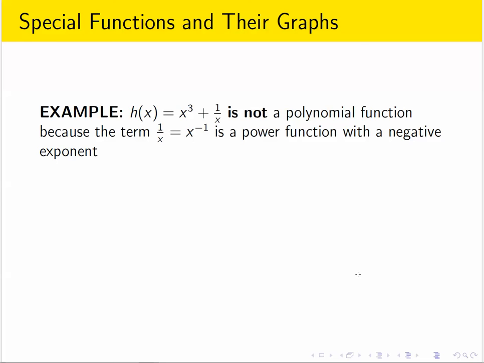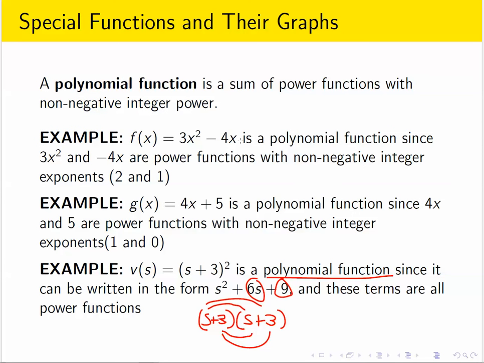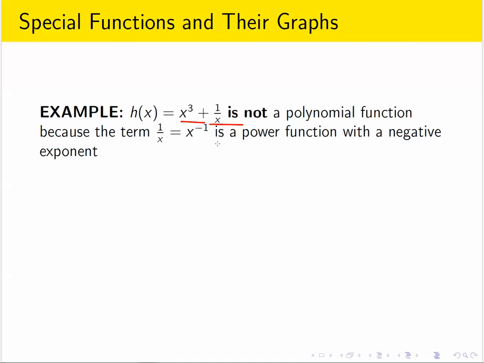Next, here are some things that are not polynomial functions. This is a power function plus a power function, but if you go back to the previous slide, you'll see we said a polynomial is a sum of power functions with non-negative integers for the powers. And here, although you could rewrite 1 over x as a power function, the exponent's negative, and that's a power function, but it cannot be used to make a polynomial. Polynomials can only have exponents that are not negative.